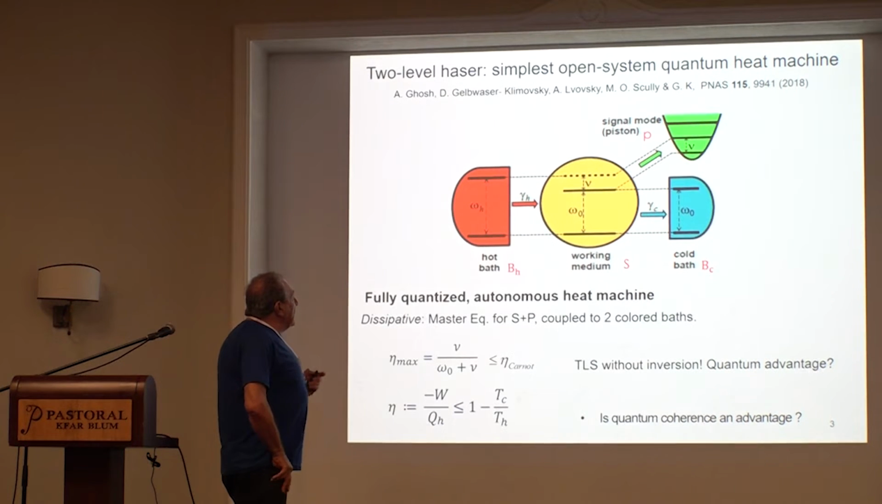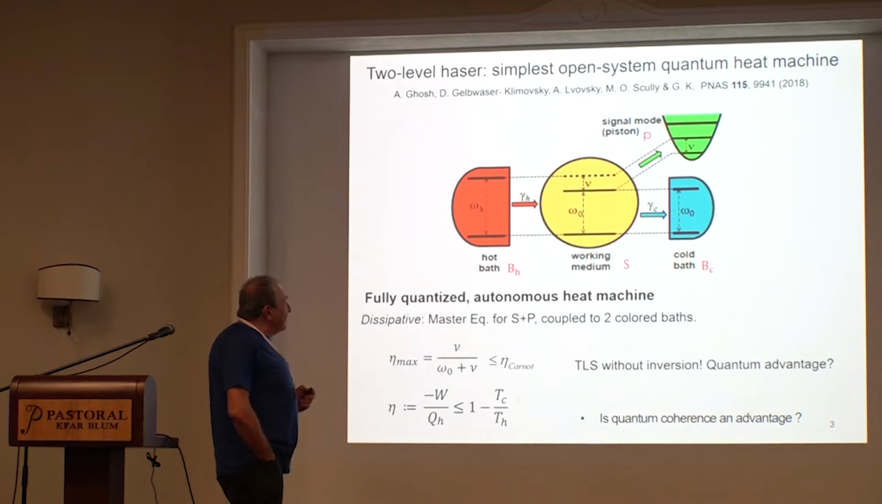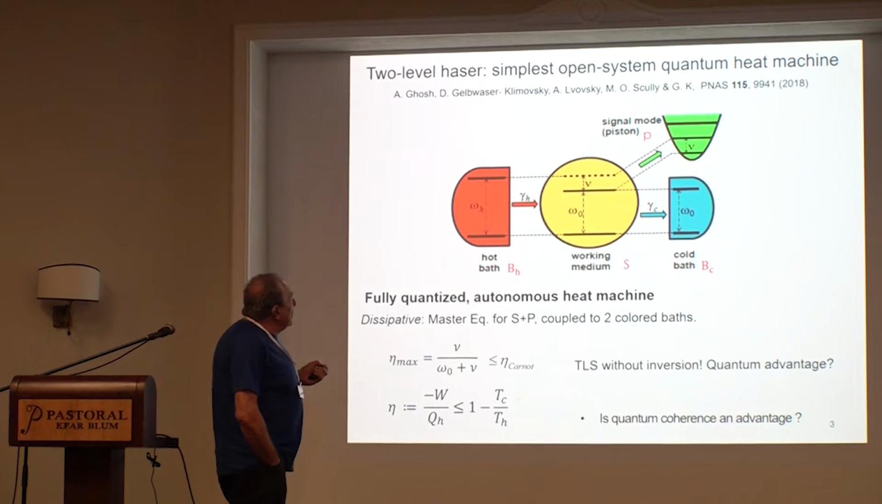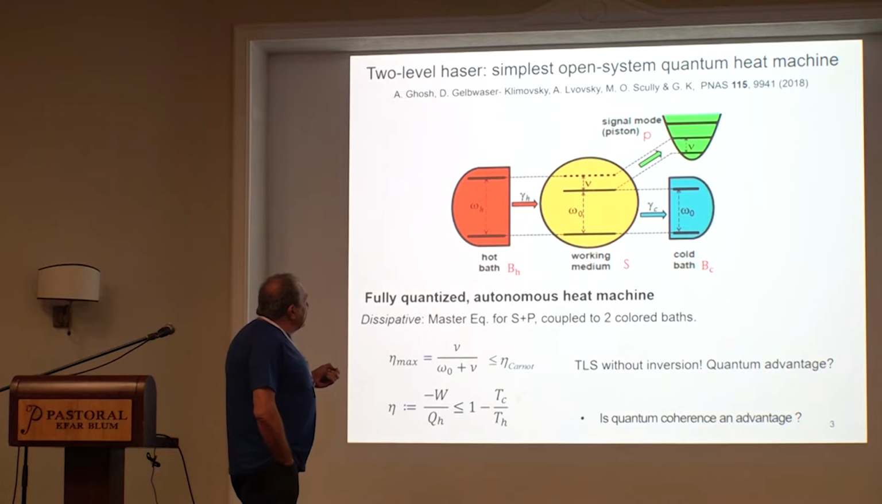Okay, so we demonstrated this with a very simple model, and that is a working medium which is just a two-level system that is coupled to a hot bath that has an average higher energy than the two-level transition, and to a cold bath which is resonant with it. Now, there is a surplus of energy here, and this surplus can be used by a piston, an oscillator mode, to amplify it and produce work.